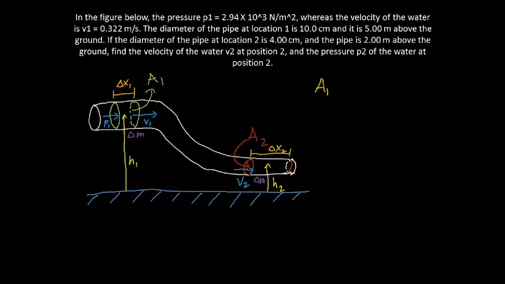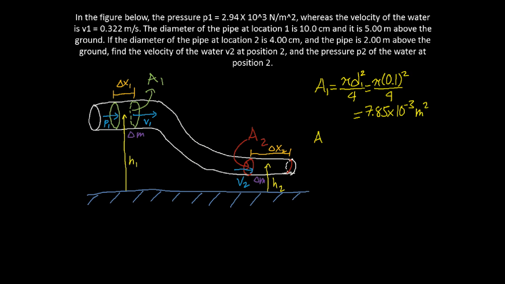The value for A1 is equal to pi times d sub 1 squared all over 4. This is now equal to pi, and we're going to convert the centimeters into meters. Our diameter 1 is 10 centimeters. If we convert it into meters, that will be 0.1 meters. So 0.1 meters squared all over 4. Our final answer for area 1 should be 7.85 times 10 raised to negative 3 meters squared.